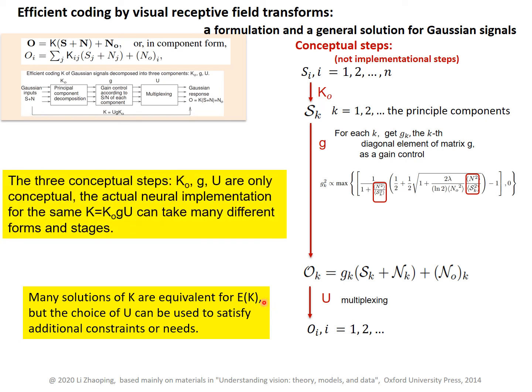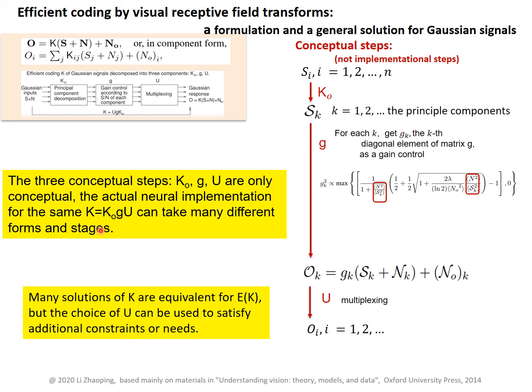Secondly, I also like to point out that these three conceptual steps, K0, G, and U as in these three boxes, are only conceptual. The actual neural implementation for the same K matrix, just one K matrix, is enough. Of course, you can also have a cascade of many multiplications of many matrices as long as the final K matrix is fixed by this. And they may take different actual forms of implementation due to hardware constraints, perhaps also due to needs for adaptation when input statistics change. This K has to change.